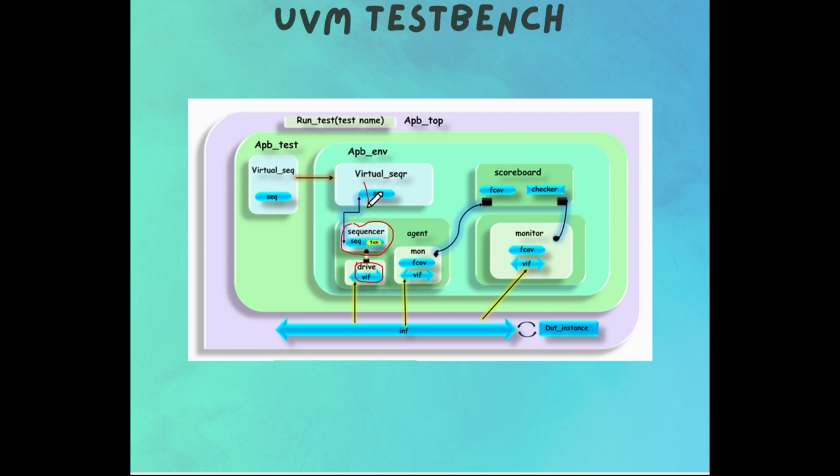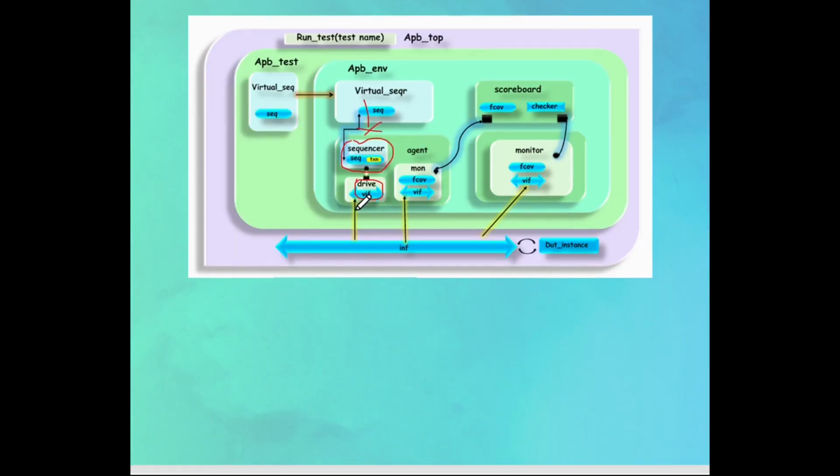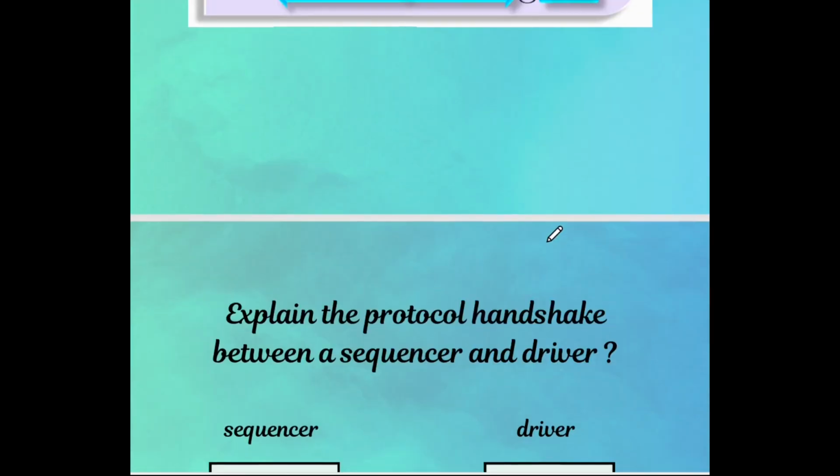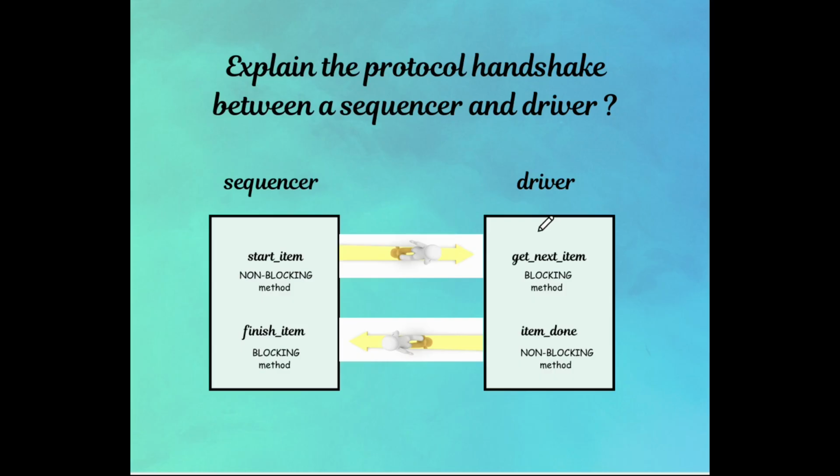The sequencer gets its transactions from the sequence and sends them to the driver, and the driver sends them to the interface. How they communicate we will see here. Now in an interview they will ask what the handshake is and how they do it. There are four methods involved in this handshake.